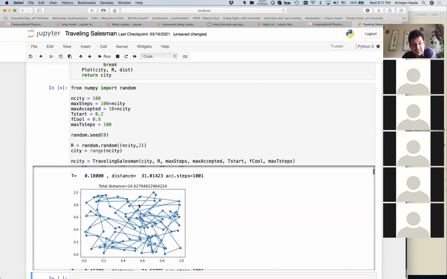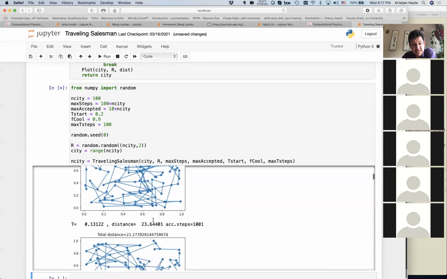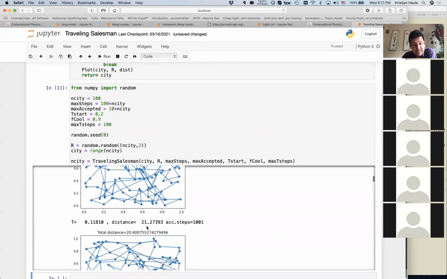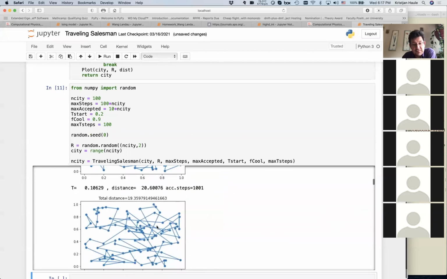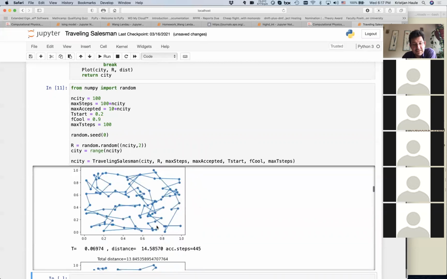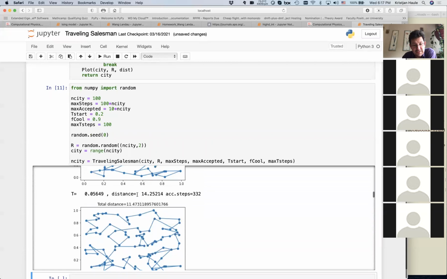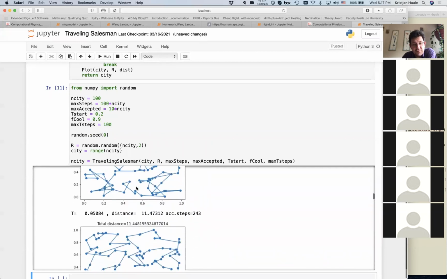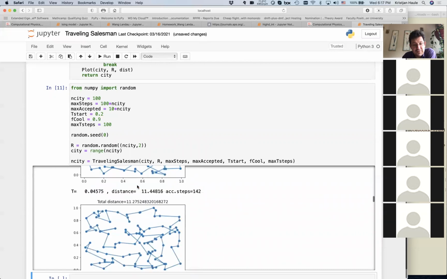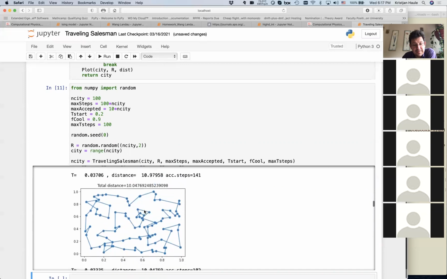We got to 24. We reduced a little bit, still 24. We reduced 26. We reduced 23, then 21. And you see every configuration seems like a little bit less crossings, isn't it? That crossing, less. The temperature now is 0.05, the distance 11.4, 11.4, 11.2, 10.9, 10.04.